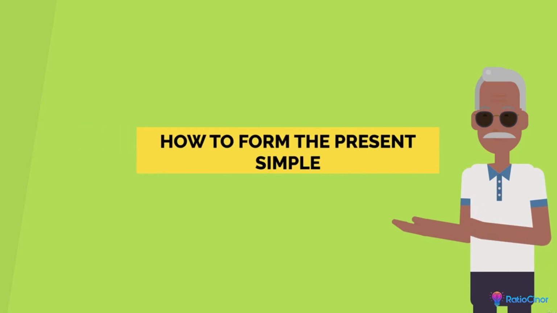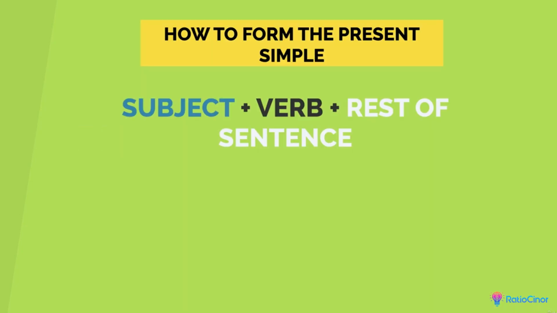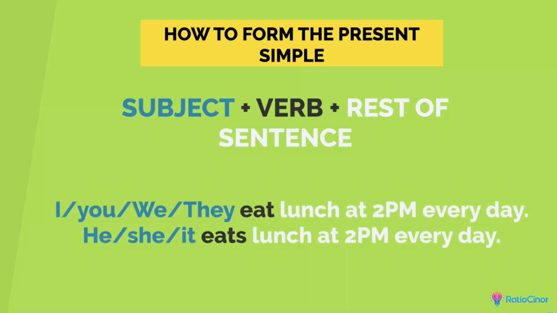How to form the present simple. Subject plus verb plus rest of the sentence. I, you, we, they eat lunch at 2 p.m. every day. He, she, it eats lunch at 2 p.m. every day. With he, she, and it, add s.